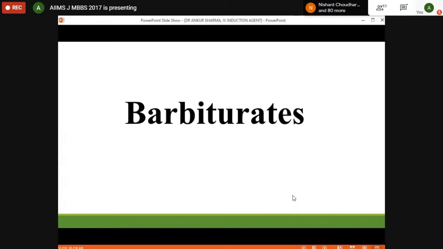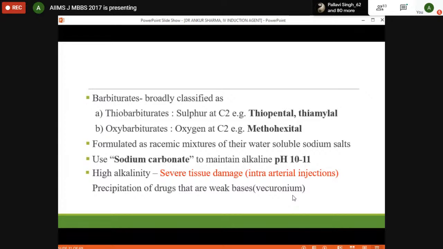The second drug is barbiturates. It can be broadly classified as thiobarbiturates and oxybarbiturates. In thiobarbiturates, at C2 carbon there is sulfur. Examples are thiopentone, thiamylal, and in oxybarbiturates at C2 carbon there is oxygen. Example is methohexital.